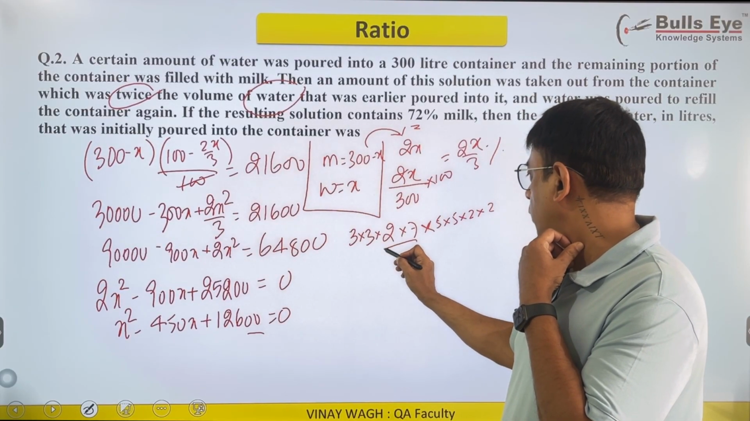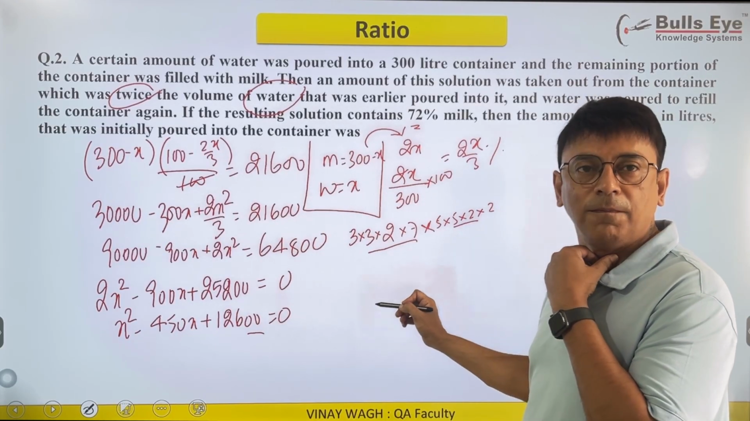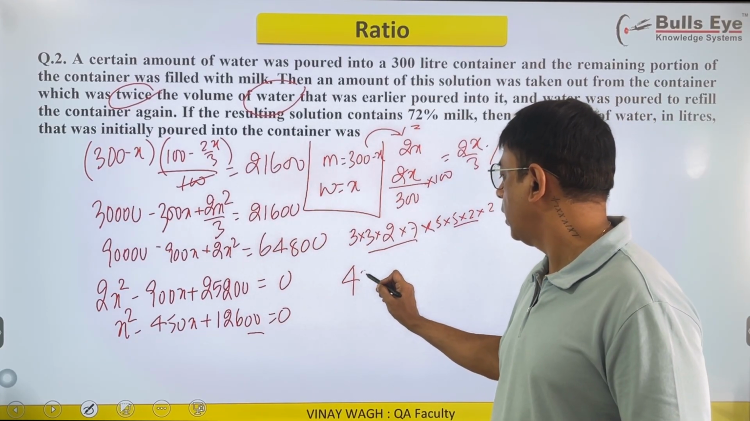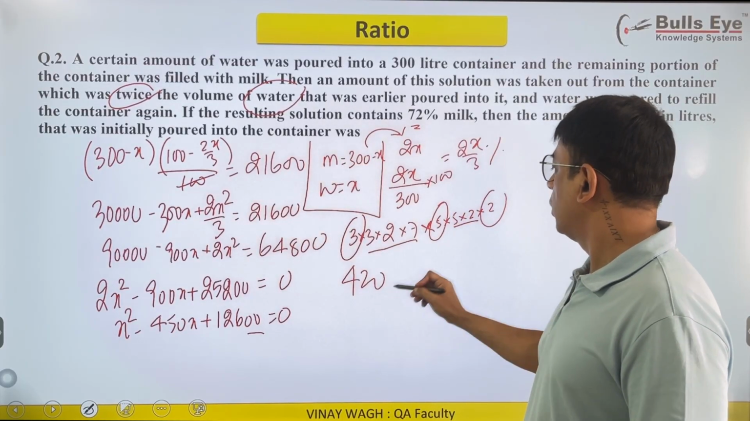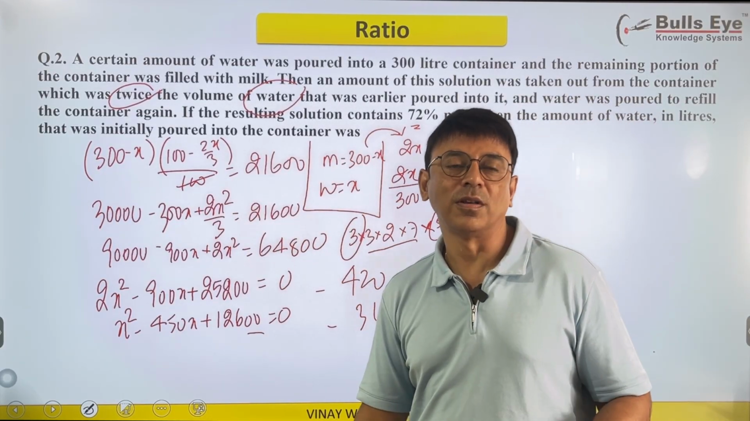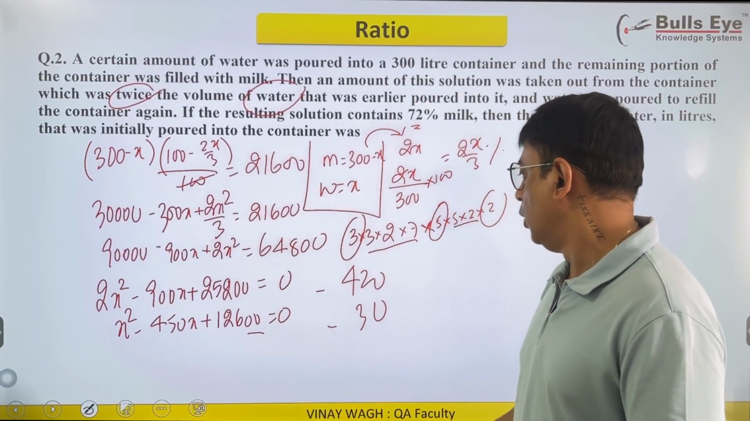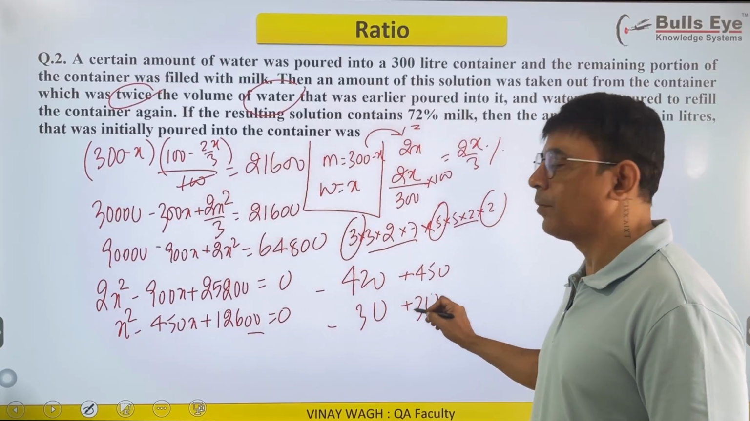7 2s are 14, 14 3s are 42, 42 and 10, that's 420, and remaining is 30. So these are the two factors, because summation of it is minus 450. So the roots are 450 and plus 30.